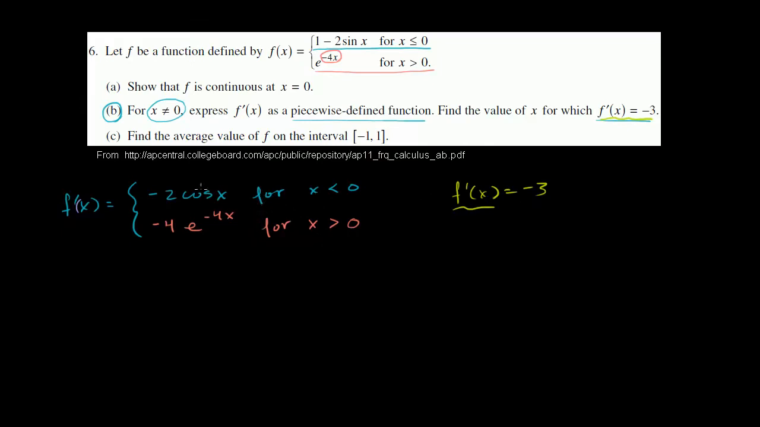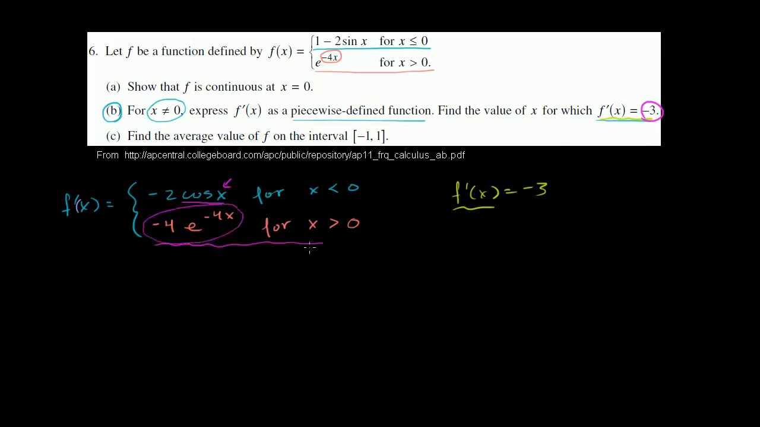One thing to realize is to look at these functions a little bit and realize that cosine of x is a bounded function. Cosine of x can only go between positive 1 and negative 1. So negative 2 cosine of x can only go between positive 2 and negative 2. So it can never get to negative 3. So if anything's ever going to get to negative 3, it's going to have to be this part of the derivative definition, this thing right over here.